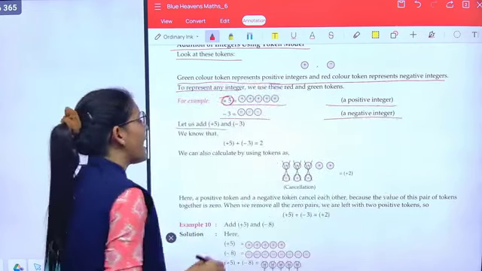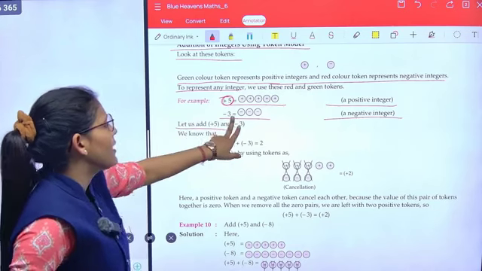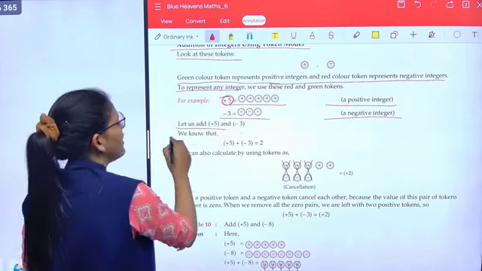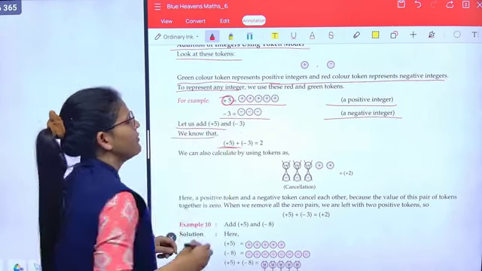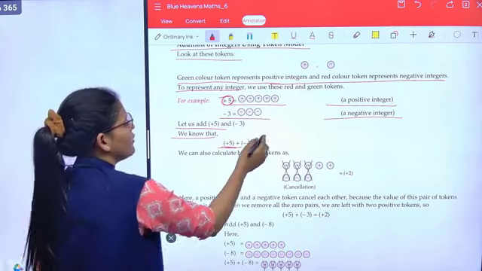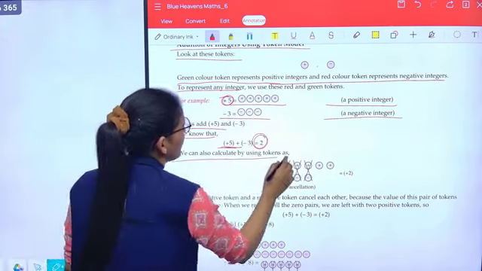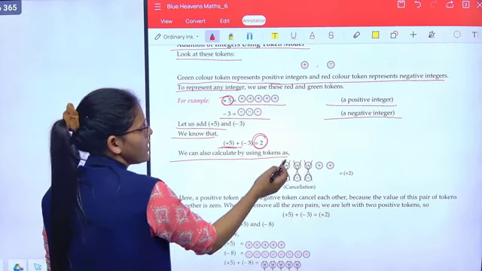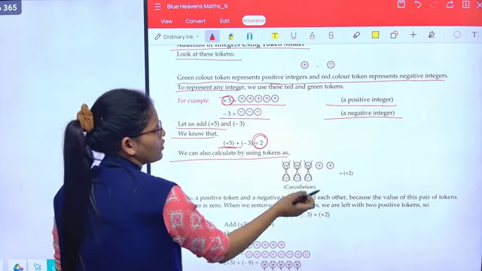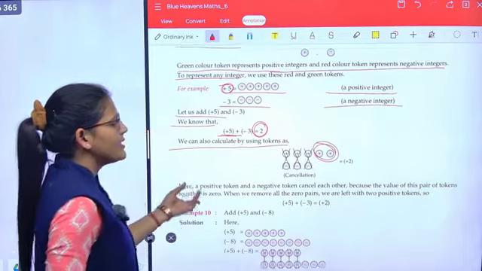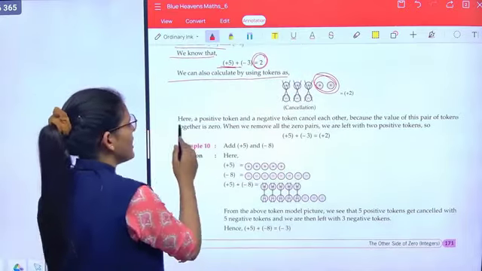Now class, let us add plus 5 and minus 3. We know that plus 5 minus 3 is equal to 2. We can also calculate by using tokens. Plus minus, plus minus, plus minus. So plus 2. Cancellation का हमने process किया यहाँ पर.